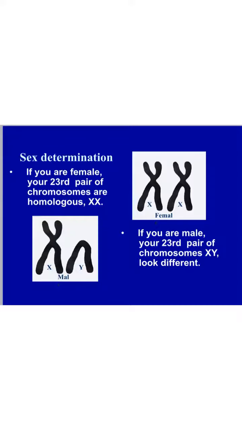Now, that 23rd chromosome is going to determine the gender of the offspring. So if you're female, you're going to have two X's, and if you're male, you're going to have an X as well as a Y chromosome.